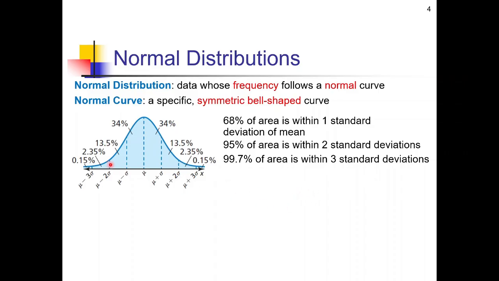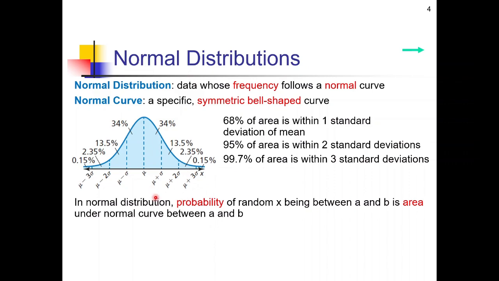Now, why do we care about the area under the curve? Well, when we want to find the probability that a random x value is within a certain range, what we're basically asking, in a normal distribution, for your probability of a random x being between a and b, is the area under this normal curve. So when we ask for probability, we're just asking for this area.